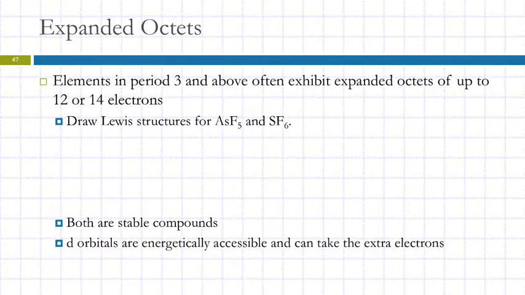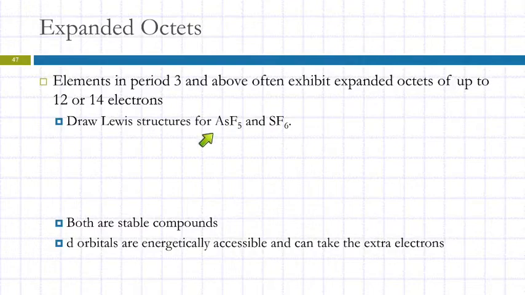The reason that we can have expanded octets is that there are d orbitals that are energetically accessible, meaning the d orbitals are only slightly higher in energy than the s and p orbitals, and so we can put some electrons in there, and that's what allows us to have more than 8 electrons. Those elements in the second period, their electron configurations are like 2s2, 2p3 or something. There are no 2d orbitals available, and that's why they never do expanded octets.